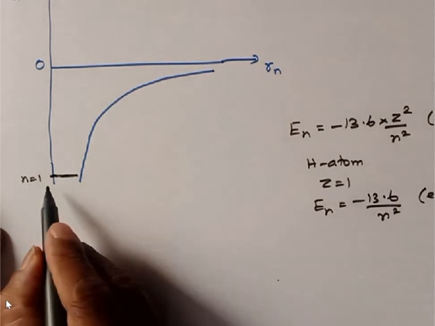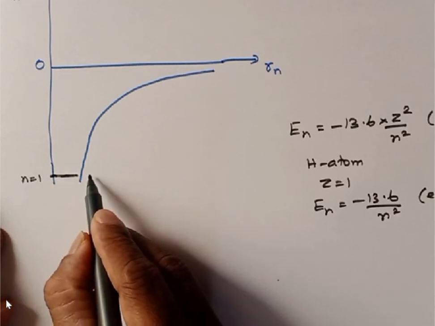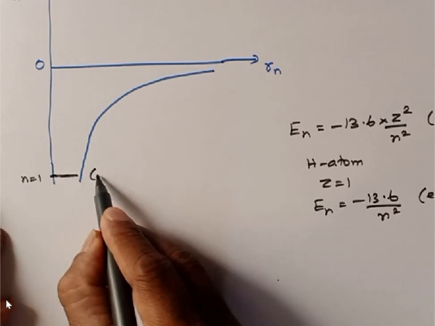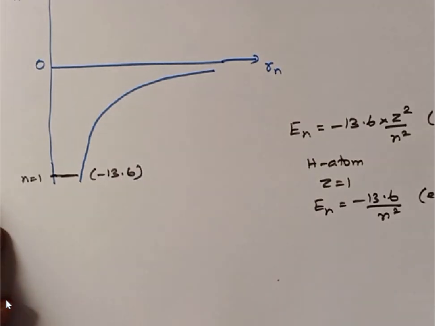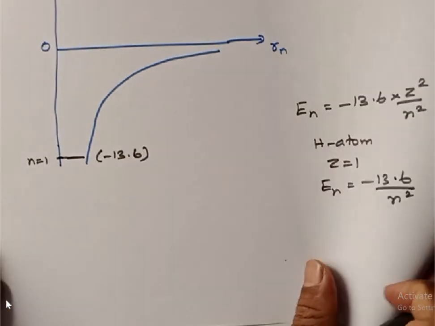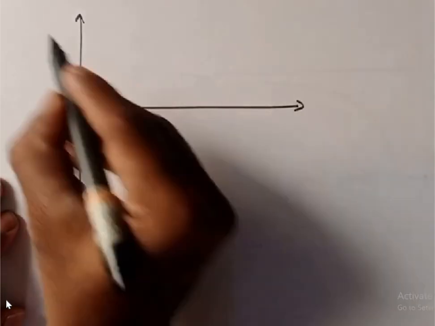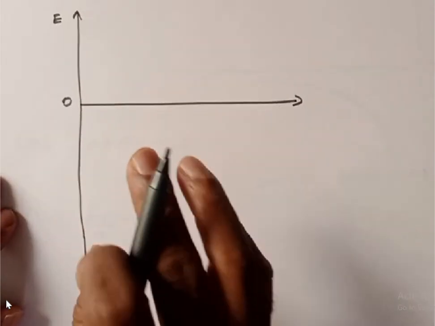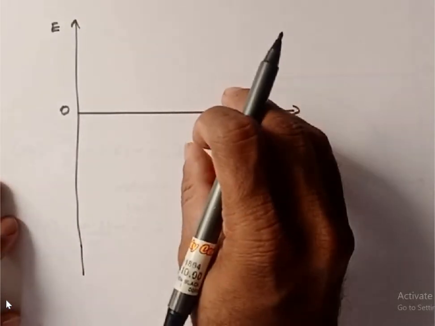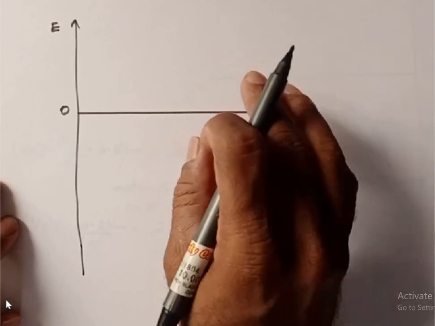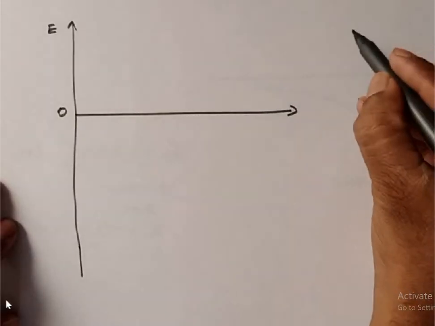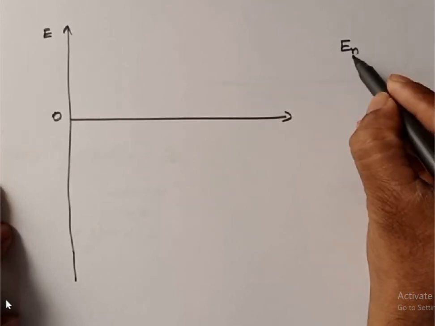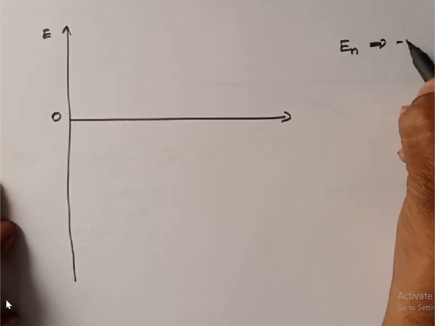Okay, so this is the energy of the first orbit, the ground state energy of the electron, which is minus 13.6. Let me do it on the next page so that you'll get some clarity. This is energy, right? When the electron is present in the vicinity of the nucleus, the energy of the electron is negative. The energy of the electron in the nth orbit is a negative value.